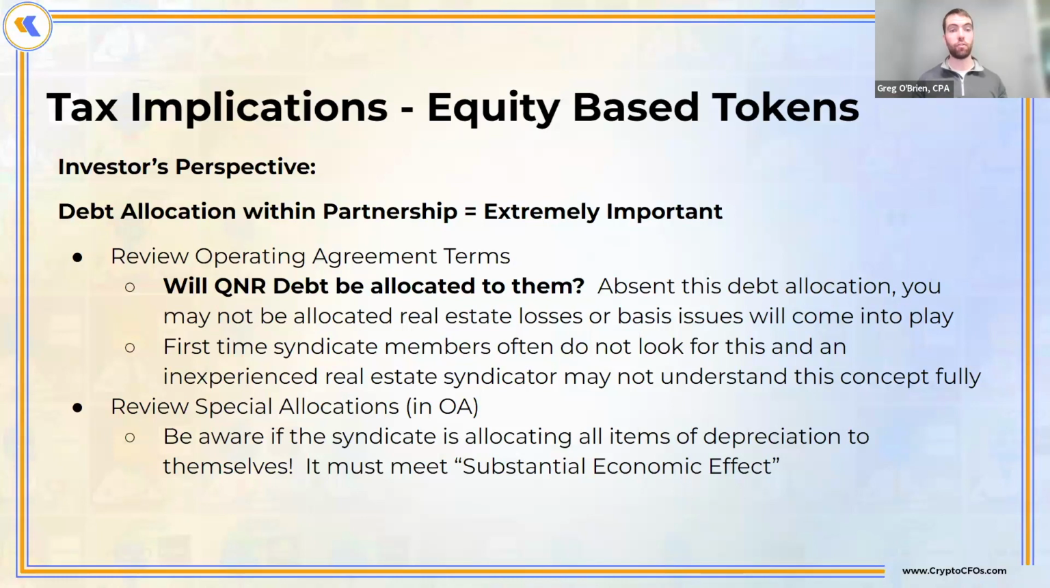you as a limited partner investor via the tokens, are you being allocated what's called qualified non-recourse debt, QNR debt? That is basically the debt from the mortgage. If you're not being allocated that debt, you may not be allocated all of the losses you deserve, or if you are allocated those losses, there might be what's called basis issues that come into play, causing unnecessary capital gains to you down the line.